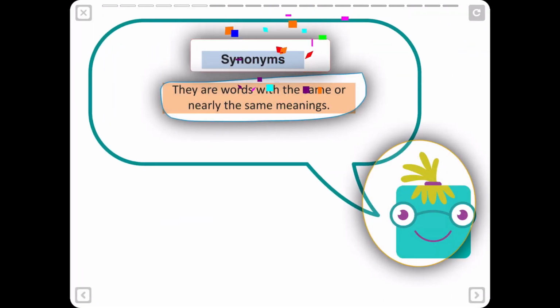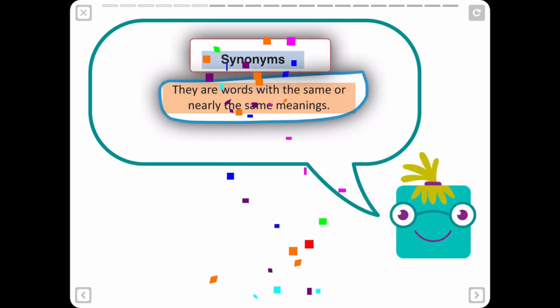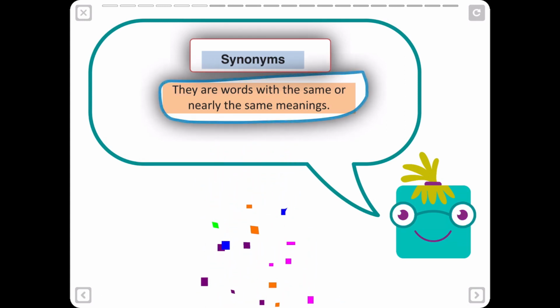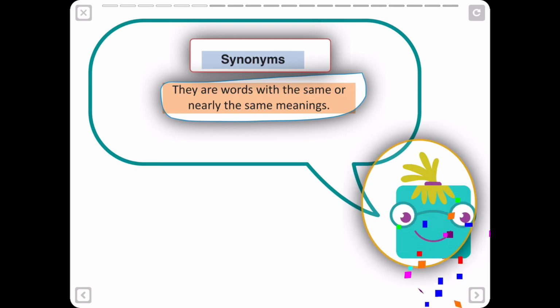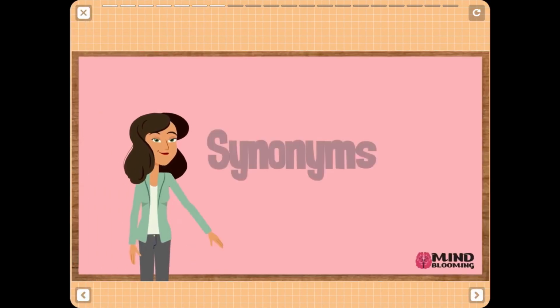Also, we're going to learn more about synonyms. Synonyms are the words with the same meaning. Let's watch this video to know more information about synonyms. Synonyms.